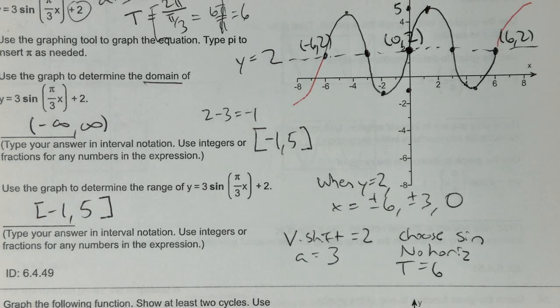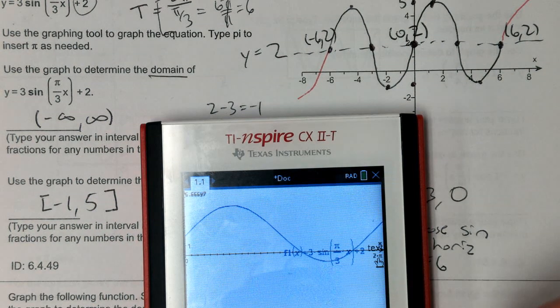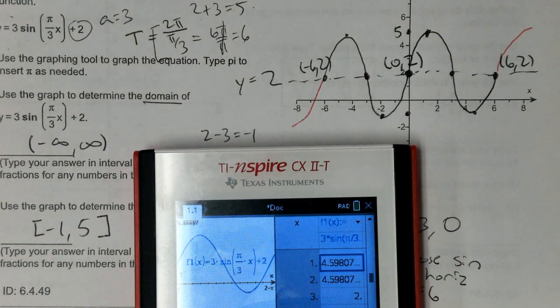Okay. Let's see. 3 sine pi thirds x, and then +2. Okay, so it looks like this, but again in your table, you've got the points that we talked about. Okay, that's the end.